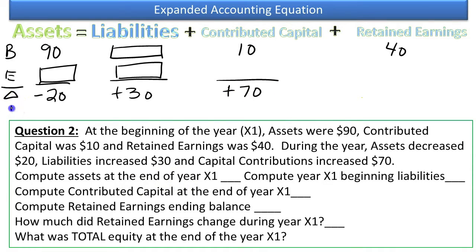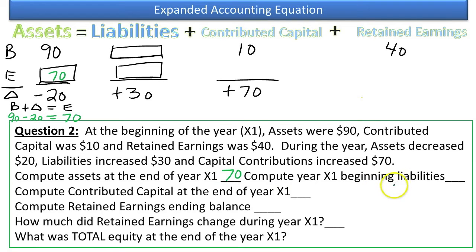You know the basic formula. If you take your beginning assets and you add the change during the year, you're going to get your ending assets. 90. Now this is actually a reduction. So 90 down by 20 gets us down to 70. So our ending assets are 70.